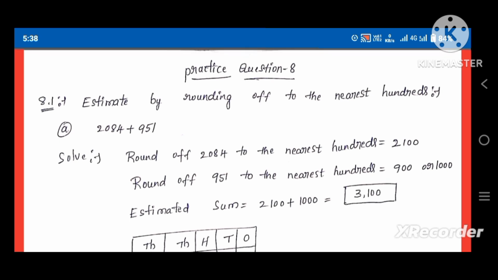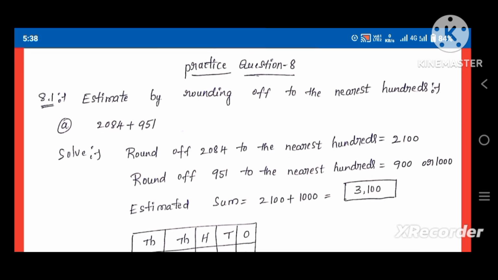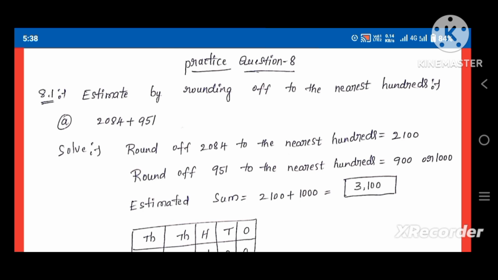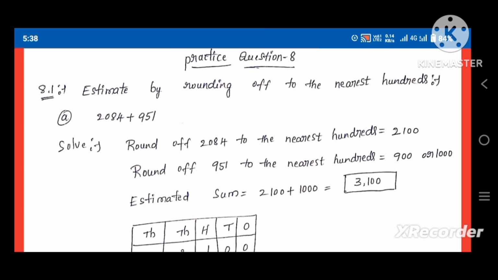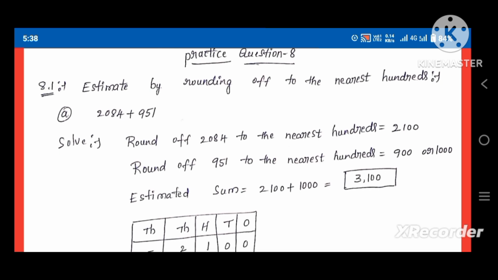Practice question number 8, 8.1. Estimate by rounding off to the nearest hundreds. A. 2084 plus 951. Solve.